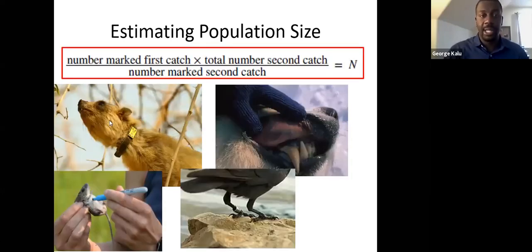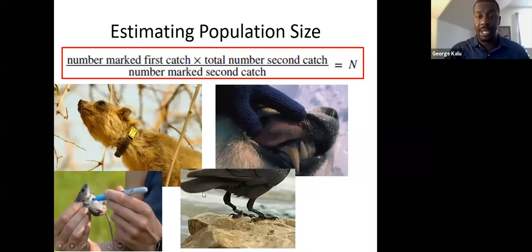Okay, so the formula is you take the number that you marked in the first catch, the total number that you caught and marked in the first catch, you multiply that by the total number that you caught in the second catch, and you divide that by the number that were already marked inside that second catch. And that will give you an estimate of the population size. So we'll do an example on the next slide here.